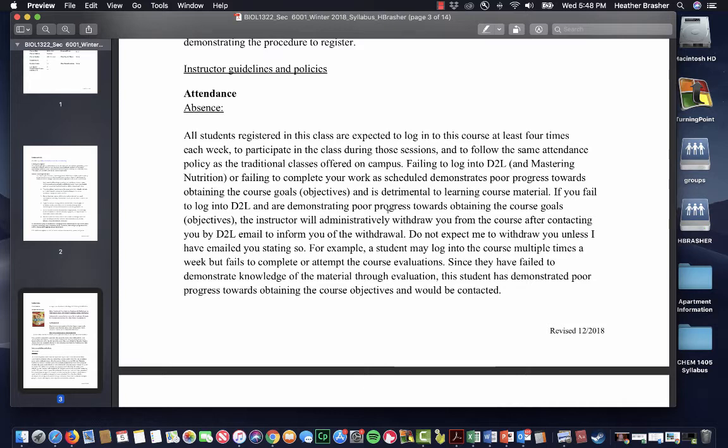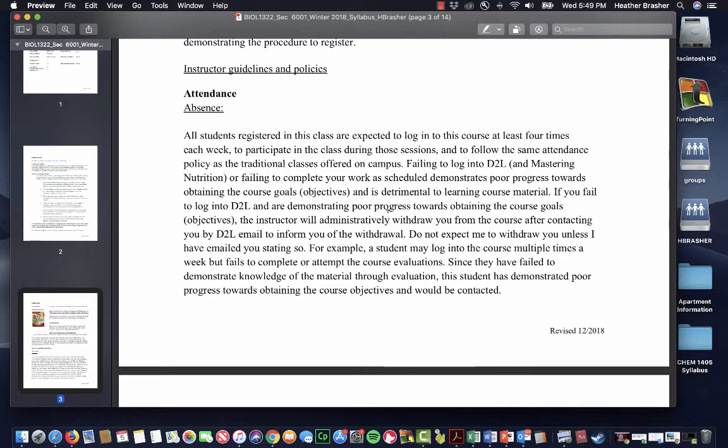Please, while you're logging into the D2L account, make sure that you're also completing your modified nutrition work, right? If you're logging in, but you're not completing your modules and your quizzes, that demonstrates lack of academic progress, and that's poor progress. So if I notice that you're getting a bunch of zeros and you're not completing work, I will send you an email that says that if you continue in this trend, I will withdraw you from the course. So keep that in mind.